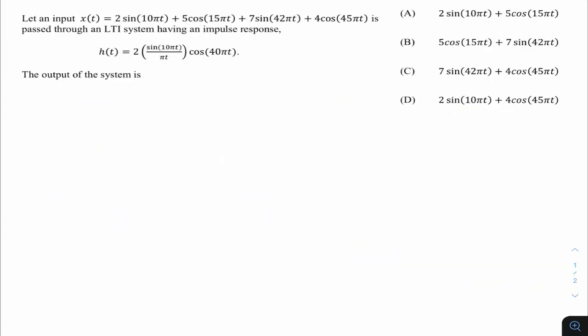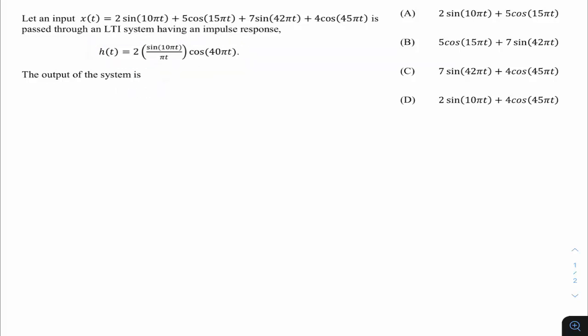This question is asked in GATE 22 of Electrical. This is from the Signals and Systems subject and related to the Fourier transform topic. The question is: let an input x(t) = 2 sin 10πt + 5 cos 15πt + 7 sin 42πt + 4 cos 45πt be passed through an LTI system having the impulse response h(t) as given. The output of the system is?